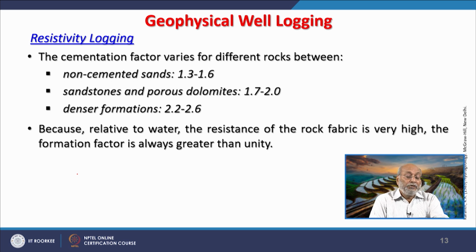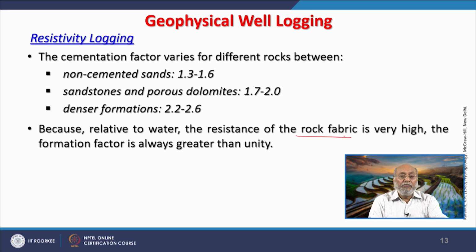Because relatively to the water, the resistance of the rock fabric is very high. Rock fabric means the rock made from those minerals and, of course, the cement which is holding these minerals or grains of the rock. The formation factor is always greater than unity, so these values would always be more than 1.